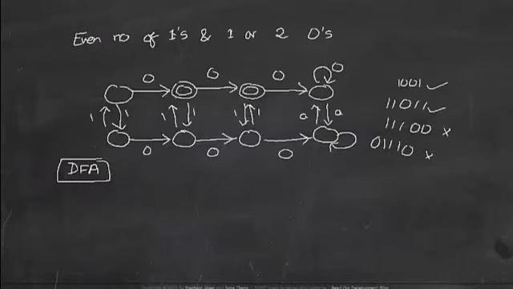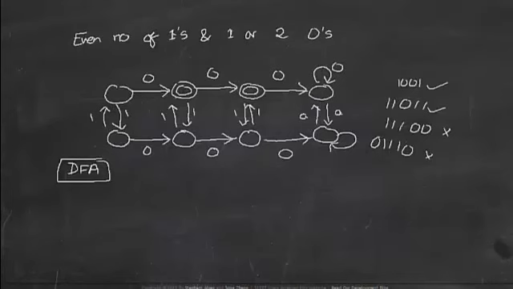The set of strings which has an even number of ones and 1 or 2 zeros. An even number of ones could be 2, 4, 6, 8, 10, as many, the ones will be in terms of even numbers, and the string will be accepted if there are 1 or 2 zeros. Like if there's 1 zero, it will be accepted, or if there are 2 zeros, it will be accepted. But if there are more than 1 or 2 zeros, then it will not be accepted. All right. So how do we solve this?